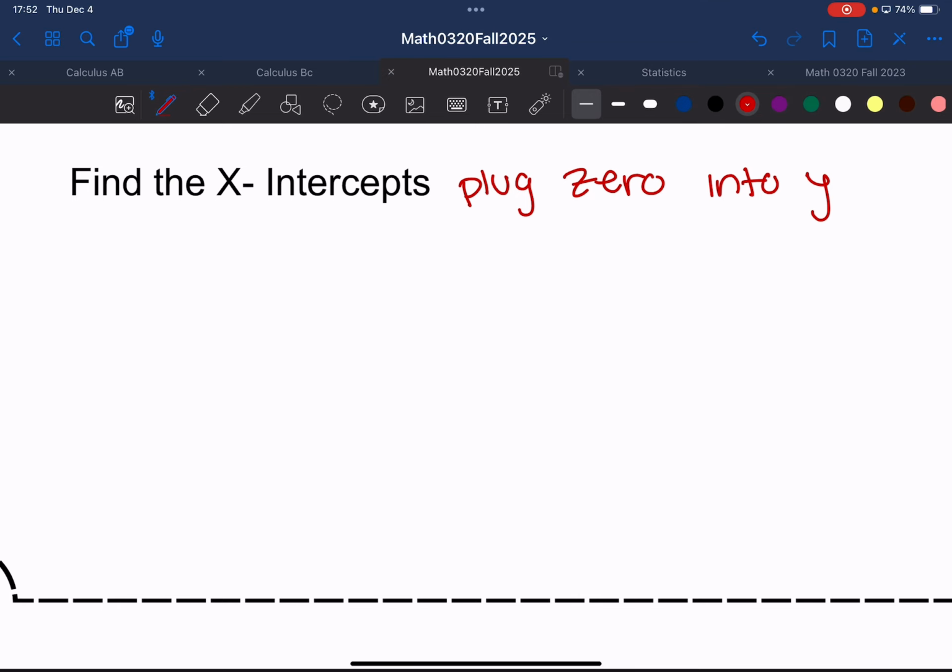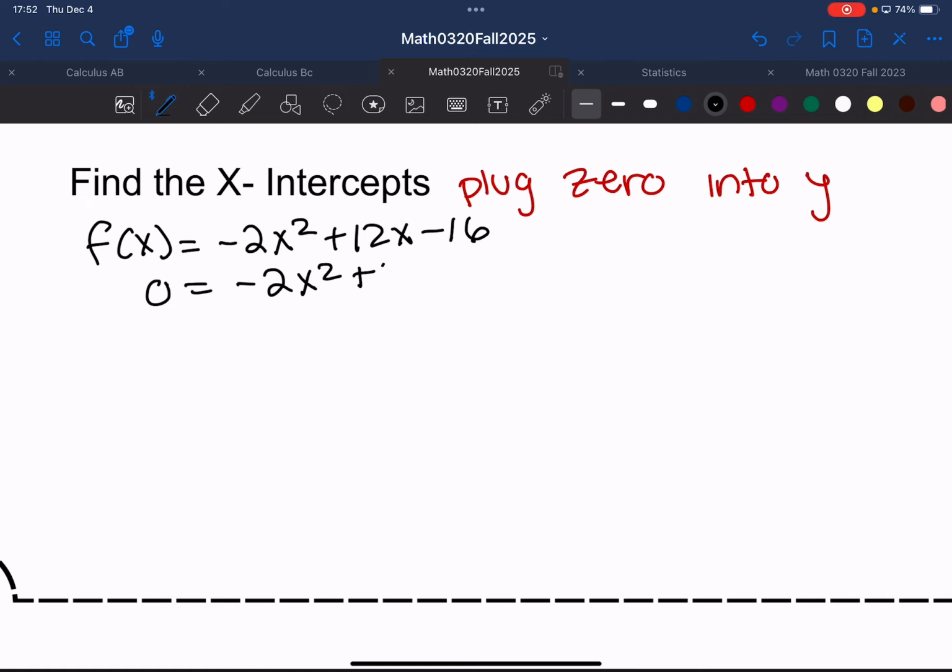And the easiest way to do this is to not plug it into our vertex form. It's to actually plug it into our standard form, the one in the very beginning, before we started manipulating it. So f of x is equal to negative 2x squared plus 12x minus 16. We know that f of x is the same as saying y. So all I'm going to do is say 0 is equal to negative 2x squared plus 12x minus 16. And now we just have a standard factoring problem.